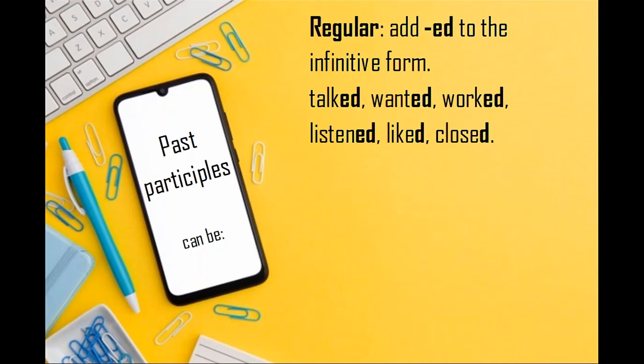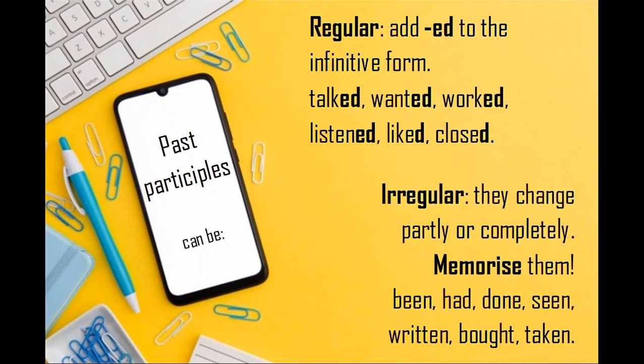And they can be irregular. This is the third column. Esta es lo que ustedes llaman la tercera columna, pero lo correcto es llamarles past participles. The irregular past participles change partly or completely, so you have to memorize them. For example, been, had, done, seen, written, bought, taken.